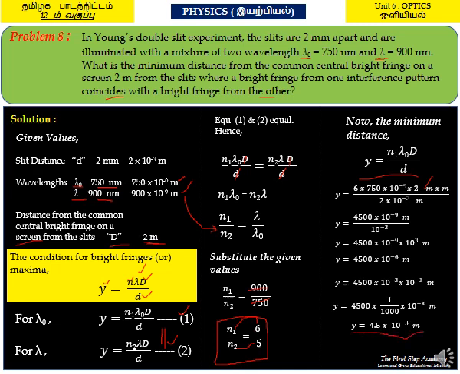So the minimum distance that we found is 4.5 millimeter. Previously we got y is equal to 4.5 into 10 power minus 3 meter, which when we convert to millimeter, we got the value as 4.5 millimeter. So the minimum distance from the common central bright fringe for the bright fringe that we calculated is 4.5 millimeter.